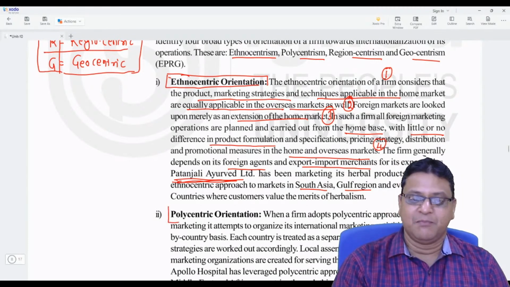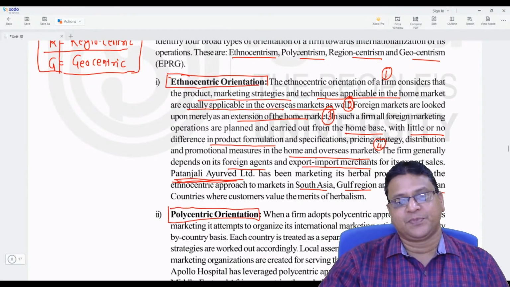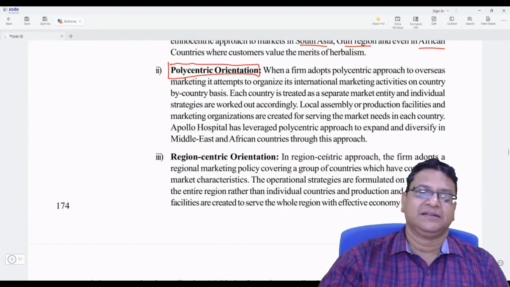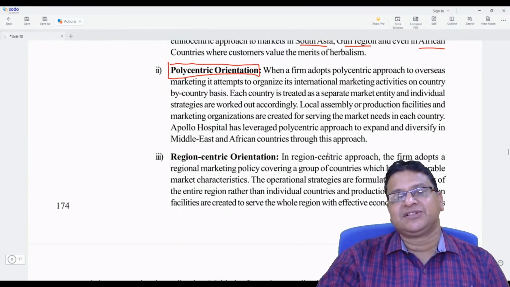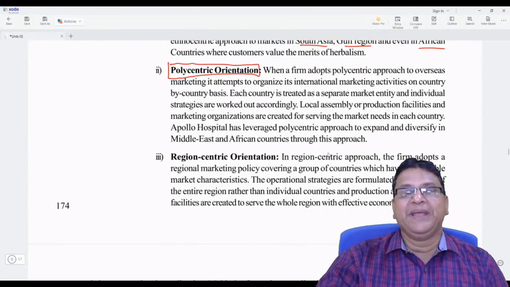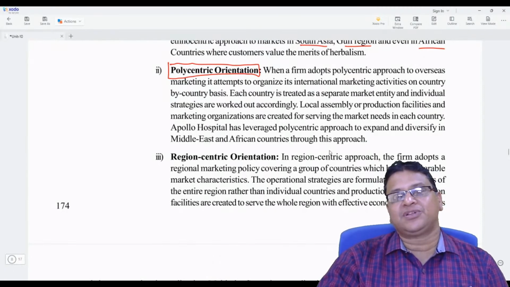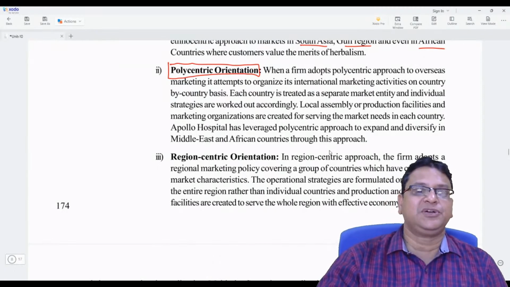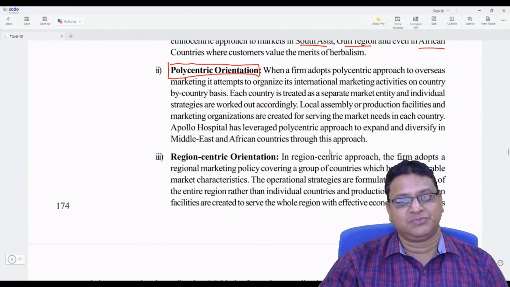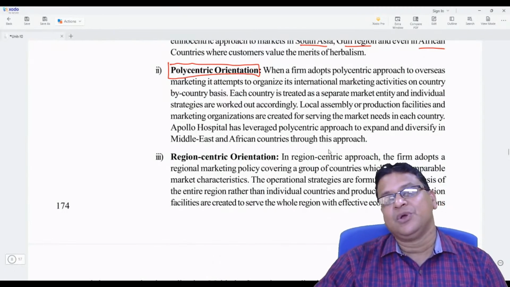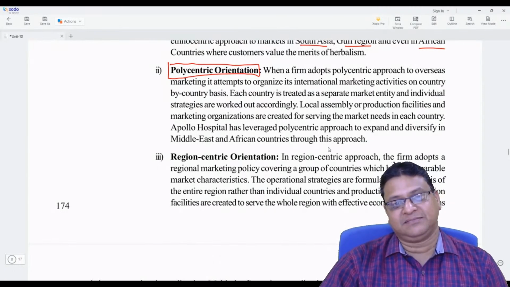Second orientation is polycentric orientation. What is poly? Poly means many. Polycentric means many approaches. In this case, the firm adopts many approaches to meet the specific needs of a country where it does business. Many countries, many approaches. जिस देश में जाते हैं उसी भेष में जाते हैं, उसको बोलते हैं polycentric orientation.